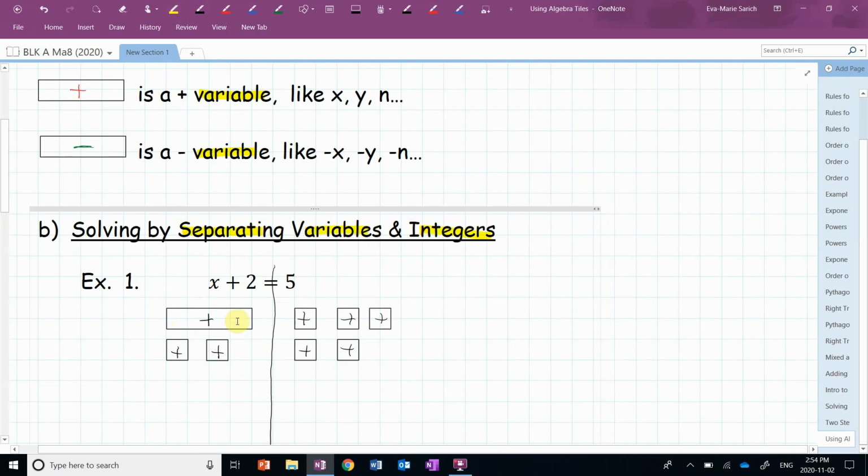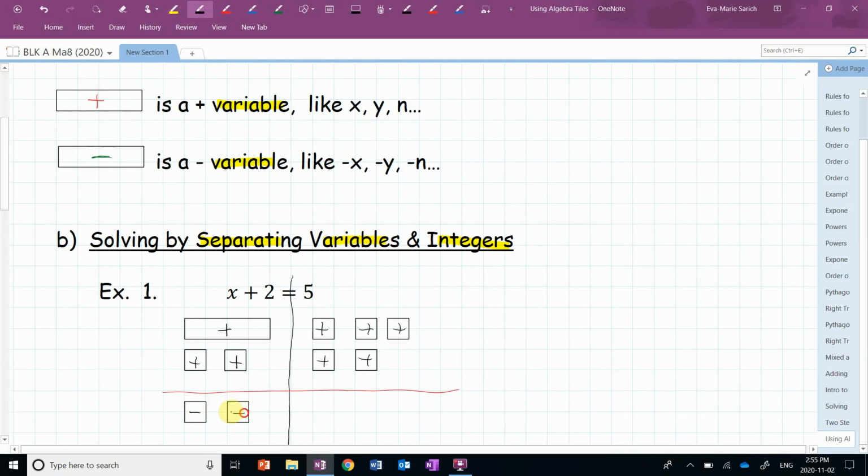So what have we got? On this side, we have a variable, which is a rectangle, and we've got two integers, which are squares. So how do we get rid of those? Well, we get rid of them by, just like before, adding the opposite. So if we have two positive squares here, I want to get rid of those by adding two negative squares, right?